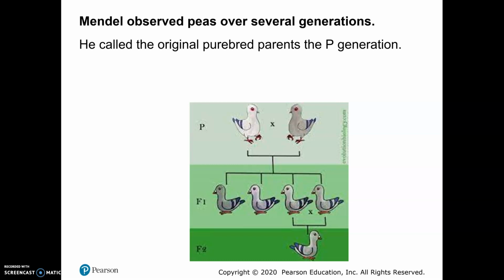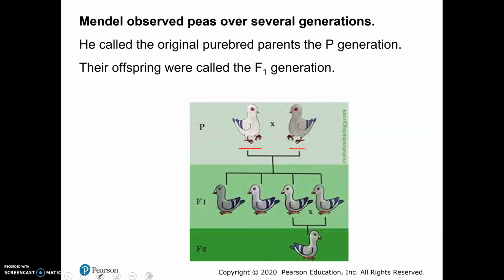In this case, you see a picture with pigeons. He was studying pea plants, but these would be in the P generation, the purebred pigeons. So maybe a white one crossed with a gray one. Their offspring are called F1. The 1 is for first, and the F is for filial. Filial means offspring or sons.